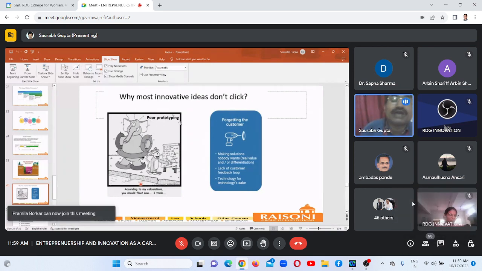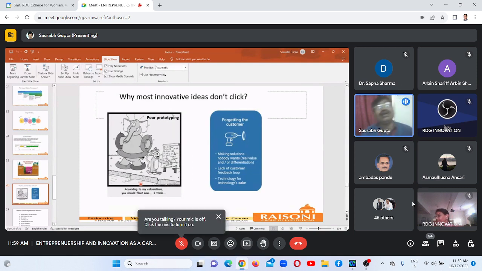Second thing is poor prototyping. Poor prototyping means it creates certain types of problems, right? It may be more time consuming, it may be more effort consuming, it may be costly also. So that may be the characteristics of poor prototyping. Or in other words, these are not aesthetic in nature, which the customer demands.